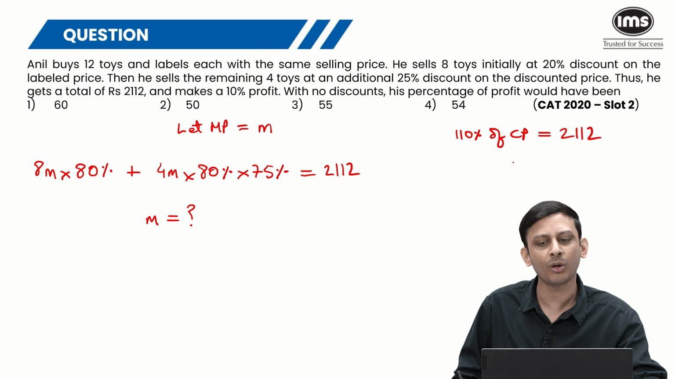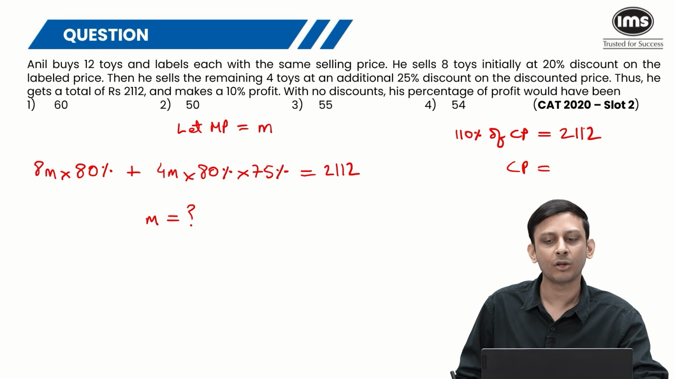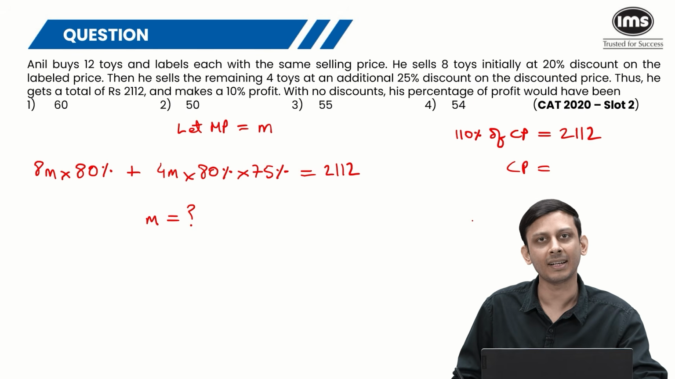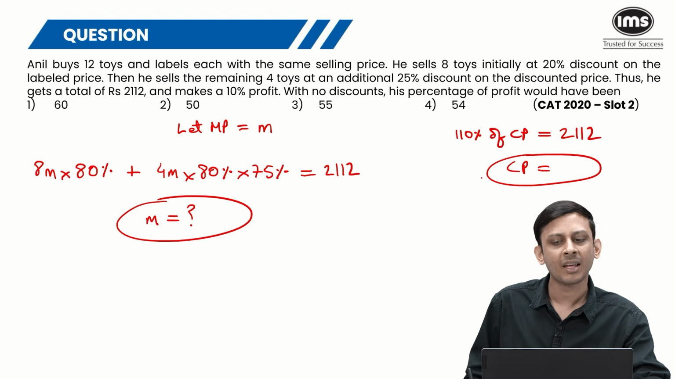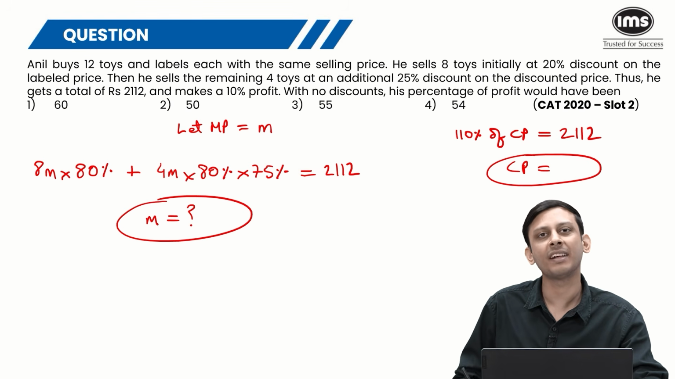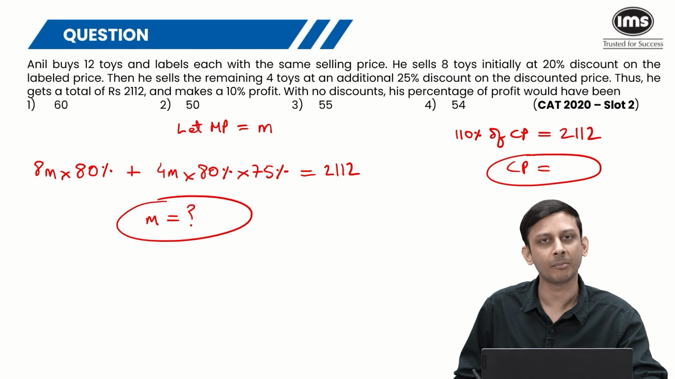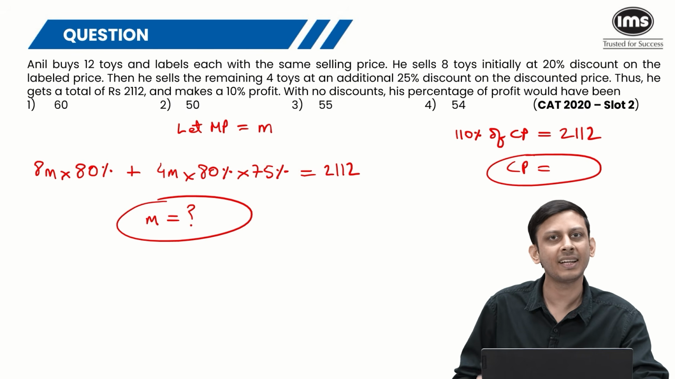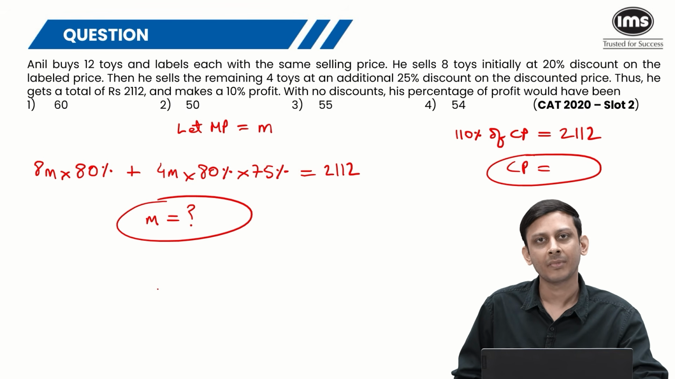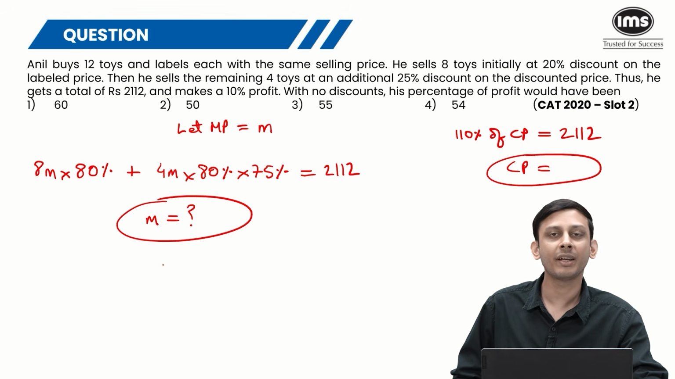Now this calculation would not be difficult because 2112 is divisible by 11. 110% is 11 by 10. Okay, so after getting the cost price and the marked price, we would calculate basically the percentage increase from cost price to marked price. Because if there is no discount, then the marked price is the selling price. And then we'd get the profit percent. But of course, this would take a bit of time. So let's see a better method which would give us an advantage in the CAT.